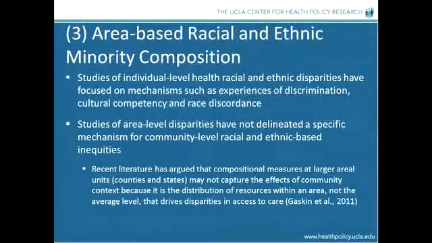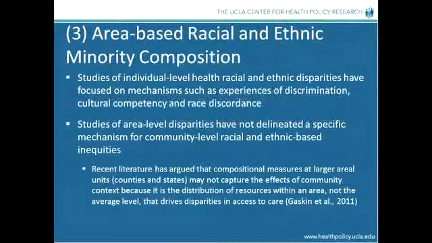The third stratification measure is area-based racial and ethnic minority composition. Studies of individual-level health, racial, and ethnic disparities have focused on mechanisms such as experiences of discrimination that the patient perceives from receiving health care, the lack of cultural competency among providers or healthcare systems to accommodate diverse population needs, and some studies have looked at, although it's been mixed, that potentially some disparities could be because of racial and ethnic discordance between the patient and the physician. And that discordance could then lead to this lack of cultural competency and discrimination.